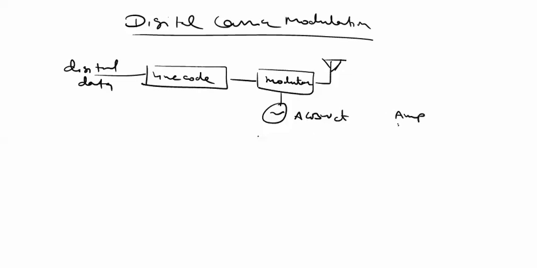In this scheme, one of the parameters of the carrier, which are amplitude, frequency and phase, varies according to the digital signal. The digital signal has two specific values, so one of the parameters switches between two specific values.